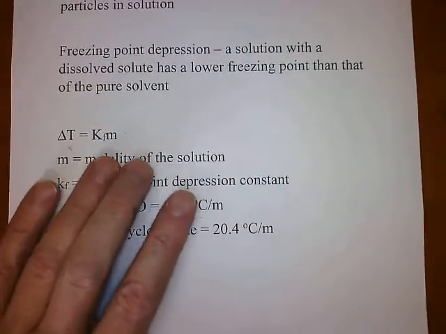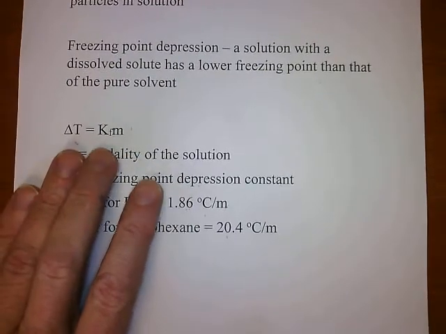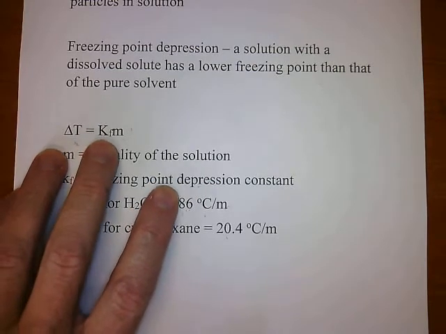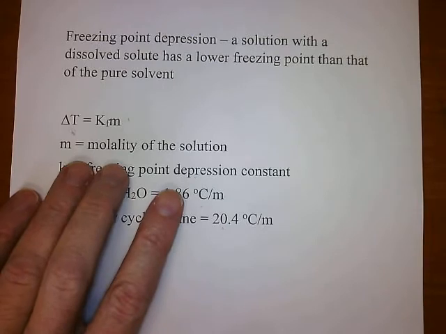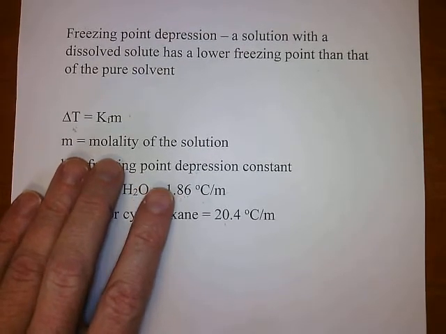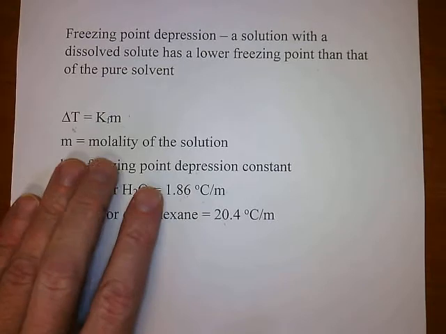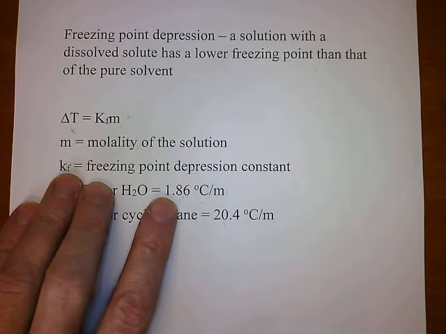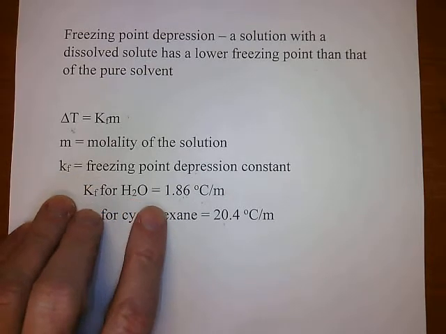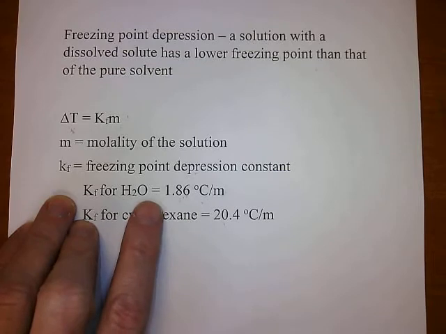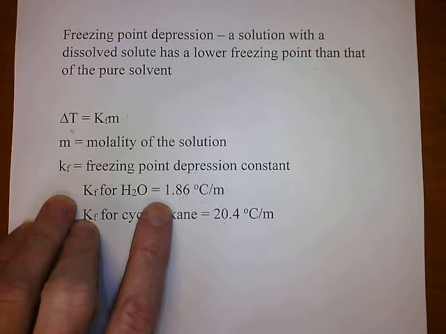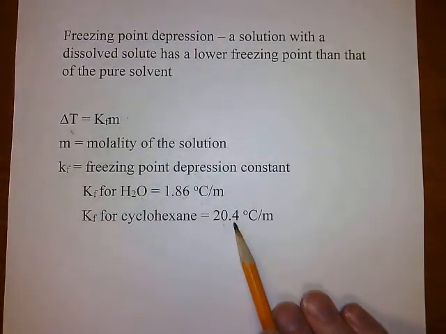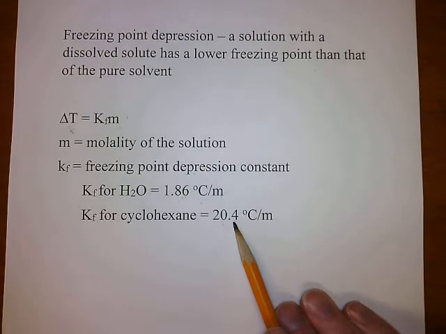So we can calculate freezing point from this equation. Delta T is equal to Kf m. Now, m is what we just talked about, lowercase m, the molality of the solution, and Kf is the freezing point depression constant of the solvent. Just to throw out a couple of examples, for water, that's 1.86 degrees Celsius per molal. For cyclohexane, that's 20.4 degrees Celsius per molal.